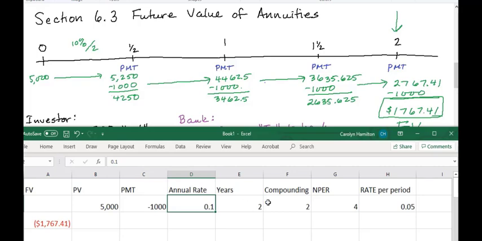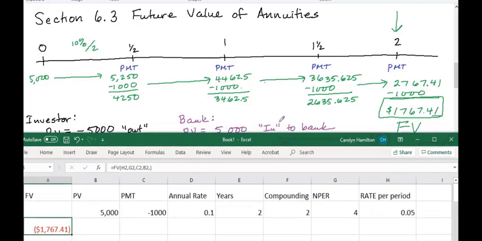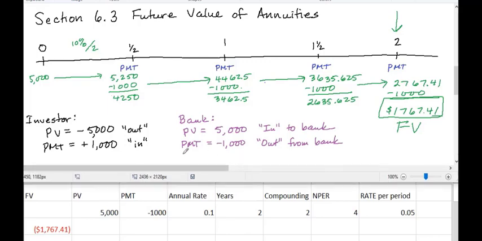Still 10%, 2 years, compounded the same. And there's my future value. Now notice that the future value is negative because to clear out this account, in the end, the future value of $1,767.41 goes out from the bank when they come to make their final withdrawal and collect the value in the account. So you just have to take a perspective, and generally I like to use the perspective of the investor, but you could do either. And the payment and the present value just depends on if they're working against each other or if they're working together.